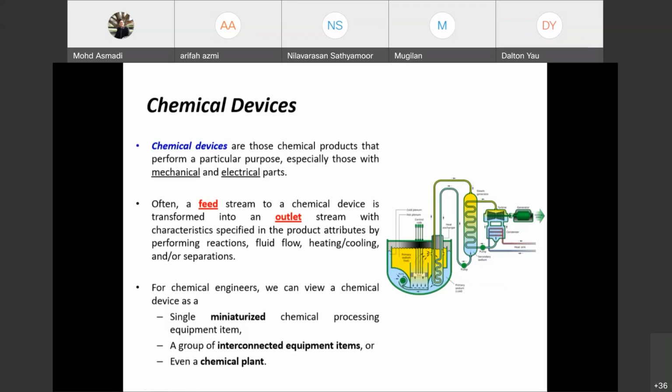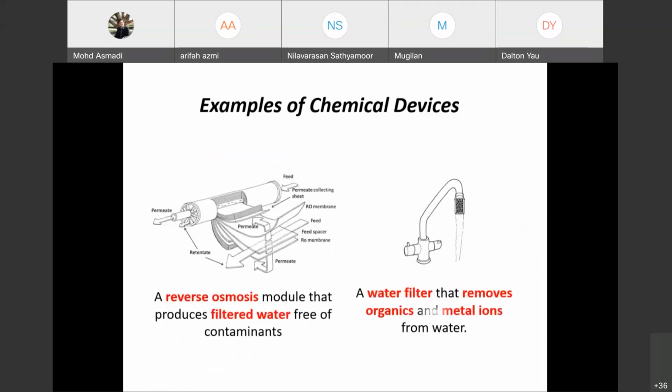chemical devices? If you look here, this is the example: the reverse osmosis module. We want to clean the water. The outlet is the clean, filtered water. If you look here, this is a spiral wound with multiple RO membranes. We can see here, right? This one is a spiral, and the feed flows between the two RO membranes. This is separated by the permeable feed spacer. This one, right? The feed spacer.